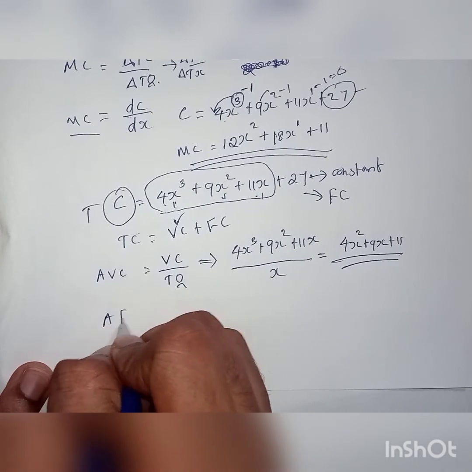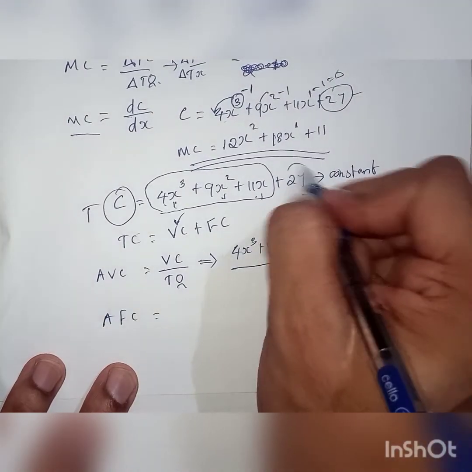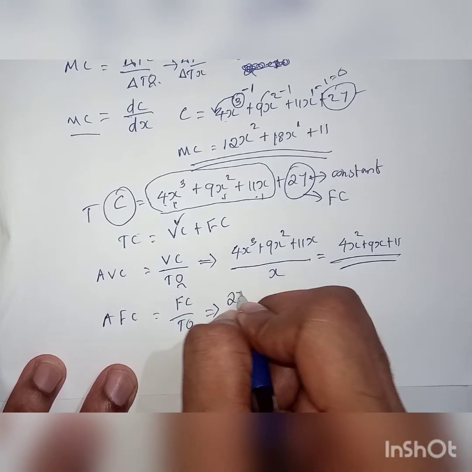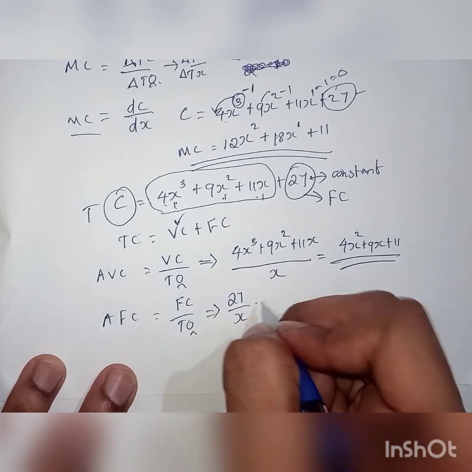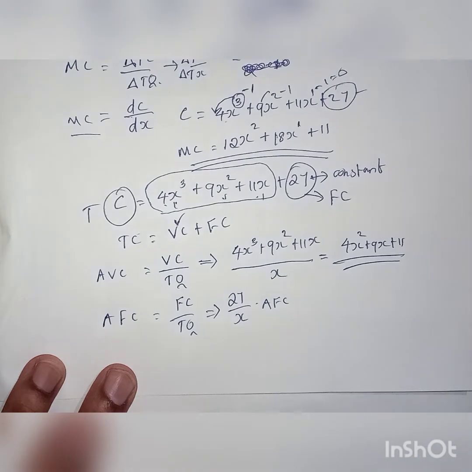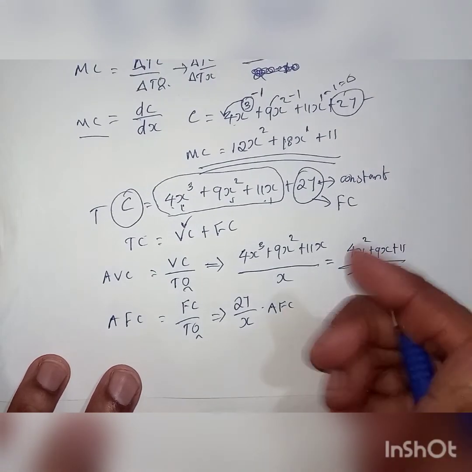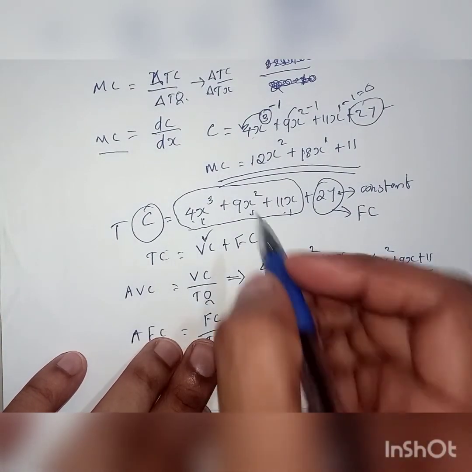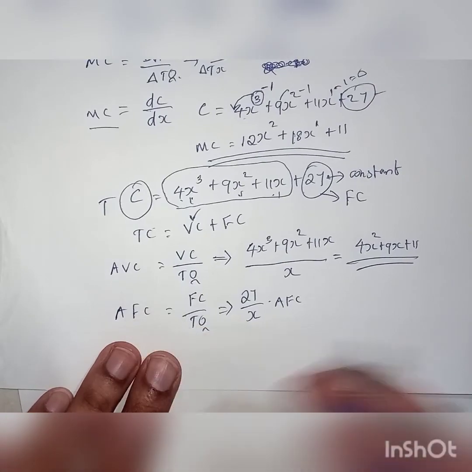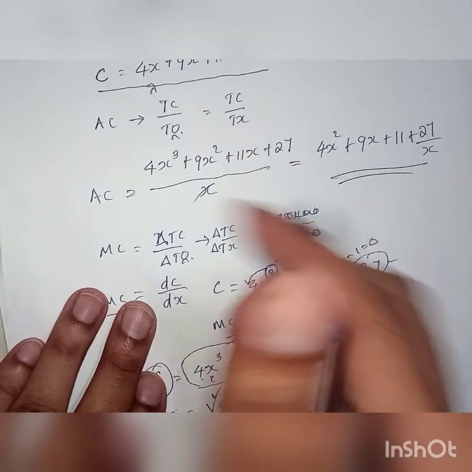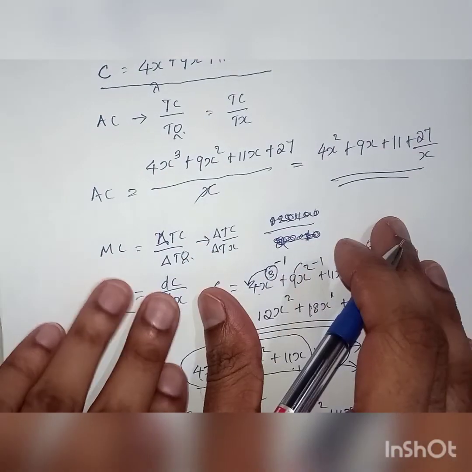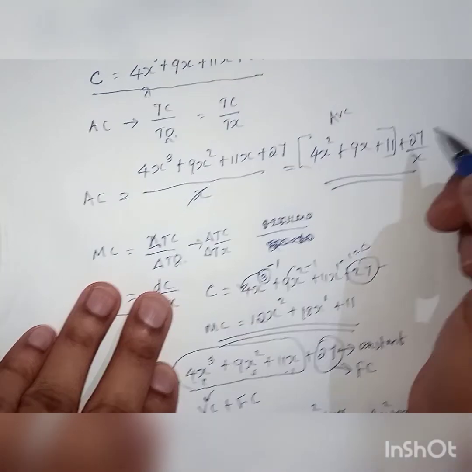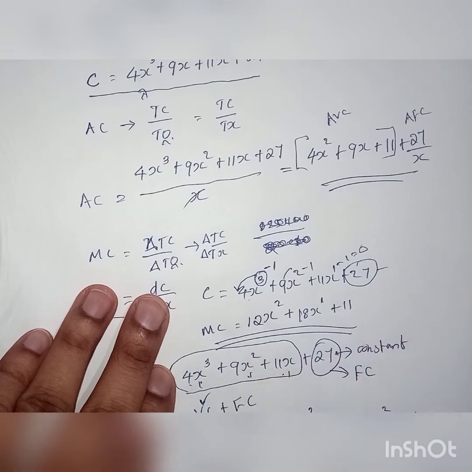Next is average fixed cost. We know this is the fixed cost, right? So fixed cost divided by quantity is the average fixed cost. You have two options. Either you can write the total cost freshly, and from that find average variable cost and average fixed cost, or you can use the average cost you have already found. From that, this much portion is the average variable cost, and the balance portion is the average fixed cost. Both are the same.